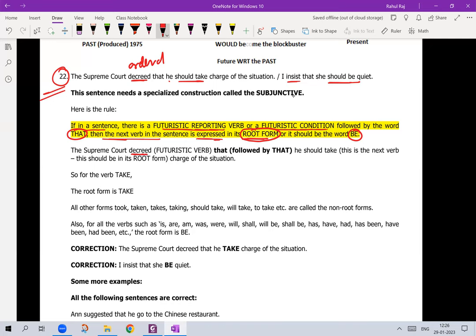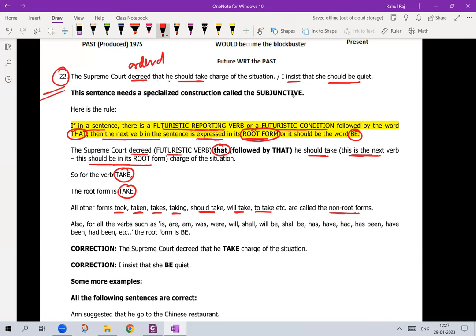The Supreme Court ordered. Ordered is a futuristic verb followed by the word "that". Ordered that. This is absolutely fine. He should take. Please understand, this is the next verb and this is not the root form. So the verb is "take". The root form of "take" is "take". All other forms, took, taken, takes, taking, should take, will take, to take are called non-root forms. Be very sure about it. So "he should take" is wrong. The Supreme Court ordered that he take charge of the situation. These are all wrong forms that you write: he should take charge of the situation. "I insist that she should be quiet" is wrong. "I insist that she be quiet."